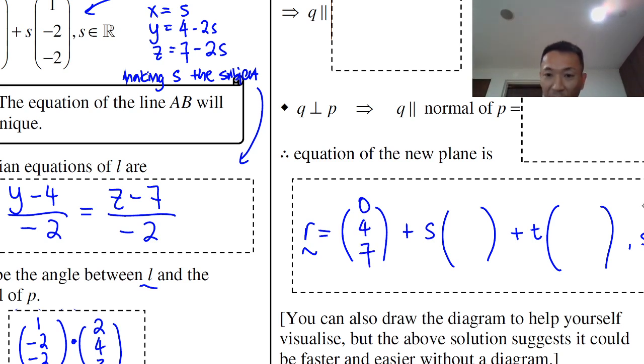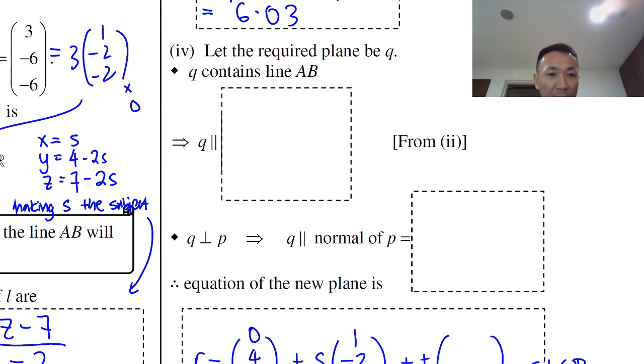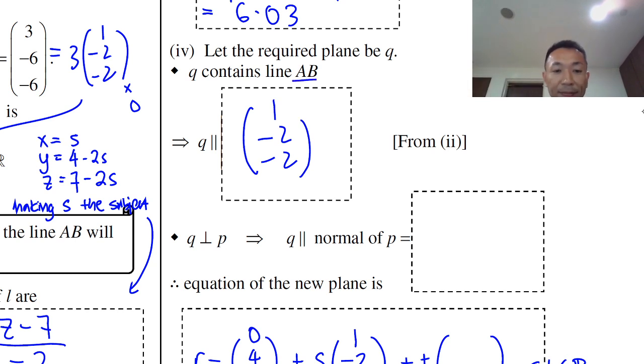Now, I don't think it's difficult to write this vector down as well, because since AB lies on the plane, then I am very sure that vector AB is parallel to the plane. So I can use 1, minus 2, minus 2. So all I need to do is to find another vector that is parallel to the plane. To find this, let me go to here. So it contains AB, so this is parallel to 1, minus 2, minus 2, right? Because it contains the line AB. This one easy. Next here.